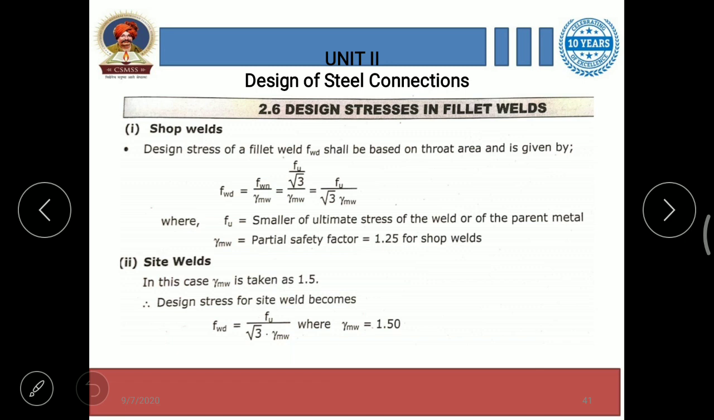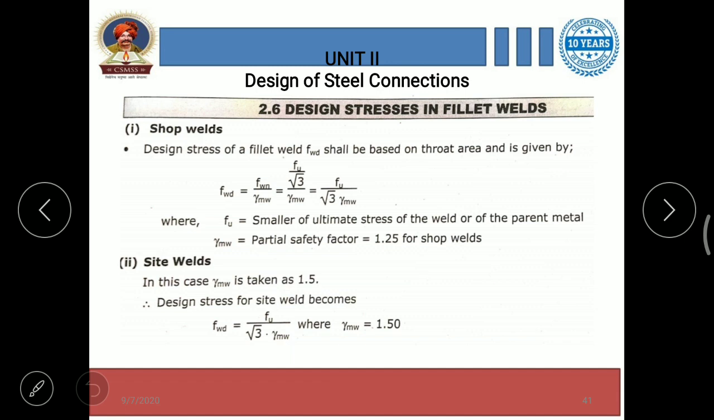Because in the numerical, you have to be given whether it is shop welding or site weld, and the whole statement is given, but it is clearly mentioned that shop weld or site weld in the statement, and for that it is very important to take the value of gamma MW 1.25 for shop welds, and if there is site weld mentioned in the numerical, you have to take gamma MW 1.5. Then site welds, in this case gamma MW is taken as 1.5.